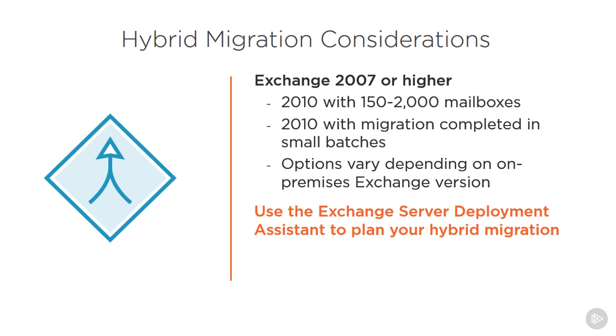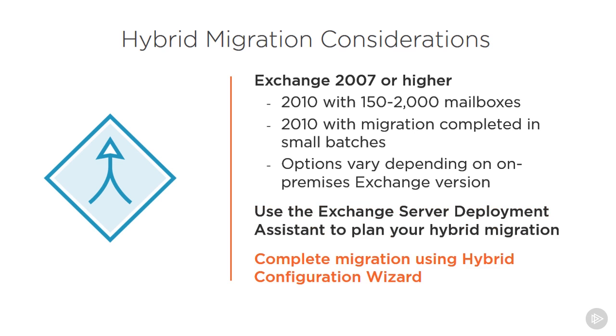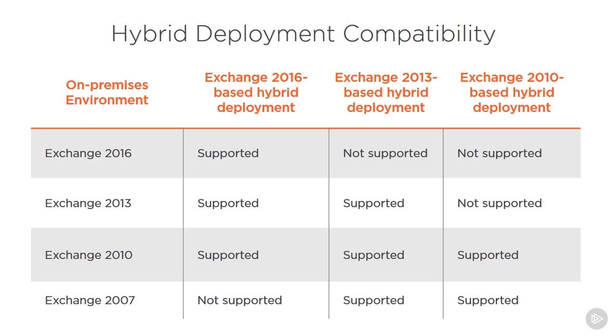You'll use the Exchange Server Deployment Assistant to help you determine the best approach. And we're going to take a peek at that towards the end of this module. And then after you've completed this assistant to determine your best approach, you'll complete the migration using the hybrid configuration wizard. Now, with that said, let's take a look at some of the options here.